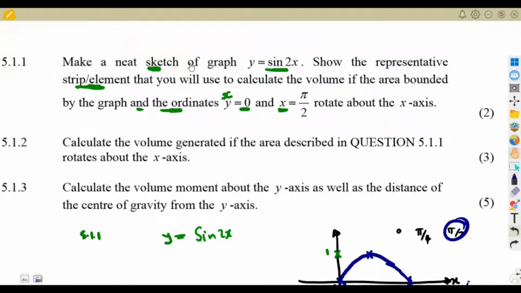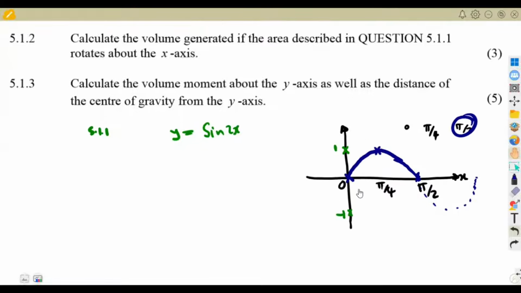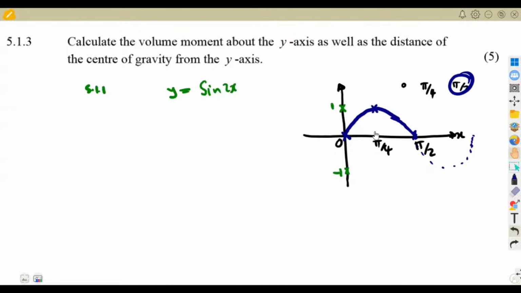All right. So on this graph, the other thing that we have here is that we are not told whether the representative strip is supposed to be perpendicular or parallel. We are told that the volume is going to rotate about the x-axis. This, I said, does not affect our representative strip. Our representative strip is going to be affected by where you have the limits of the function. As you can see, according to this graph, it is best for us to use the limits 0 to pi over 2, which are the limits for x.